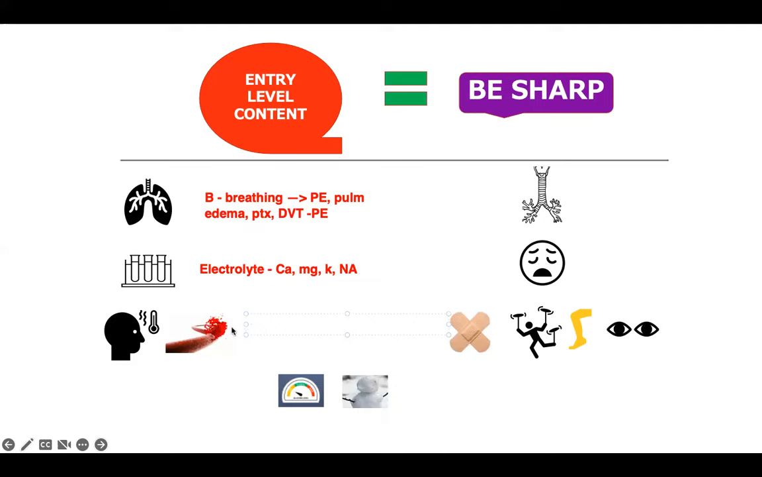And the S is sepsis. Sepsis and shock. They look alike.